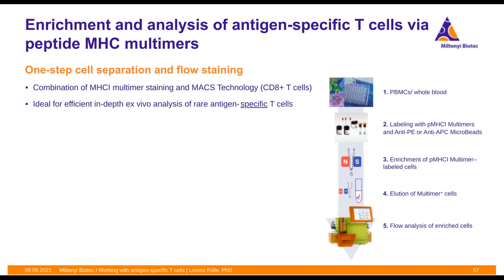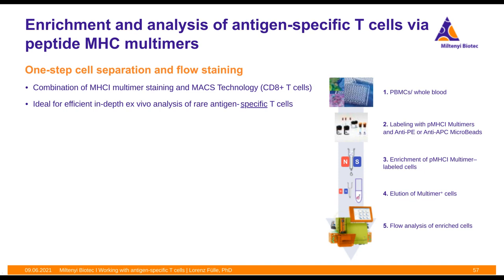So in this last example for today, I would like to quickly show you how you could use our MACS technology to enrich antigen-specific T cells via peptide MHC multimers. Again, we can combine cell separation and flow staining directly in one step. As you can see in the workflow here on the right side, we would first need to stain the cells using a highly specific MHC peptide multimer that is coupled to a fluorophore, such as, for example, APC or PE. Then in the second step, we label the cells with anti-fluorophore microbeads. This way, we specifically enrich only those cells that express the distinct T cell receptor. Following elution, we can directly analyze the enriched cells using flow cytometry.